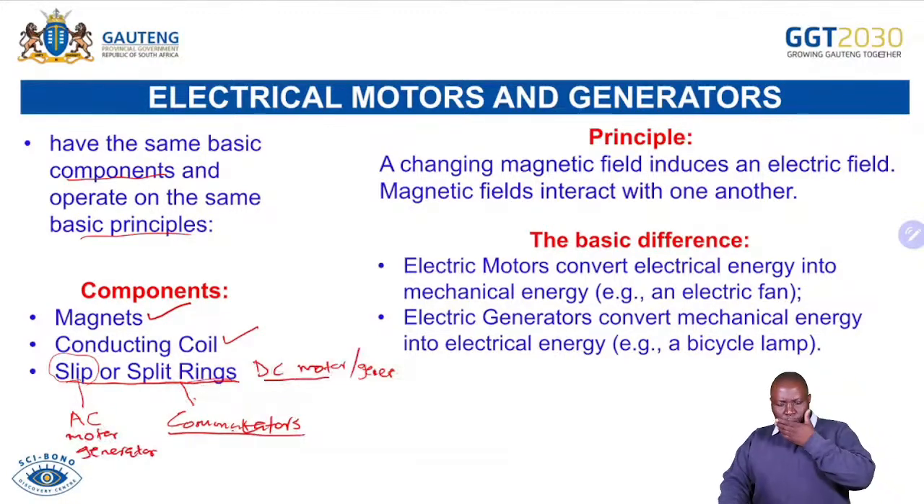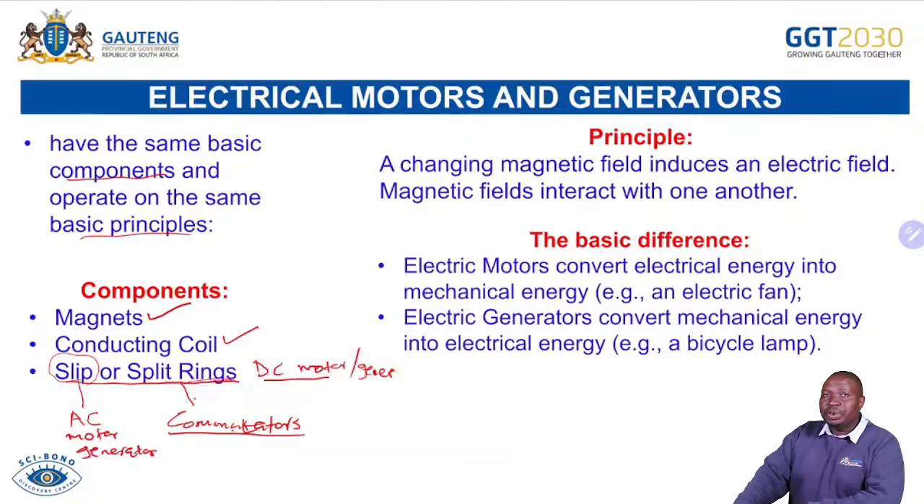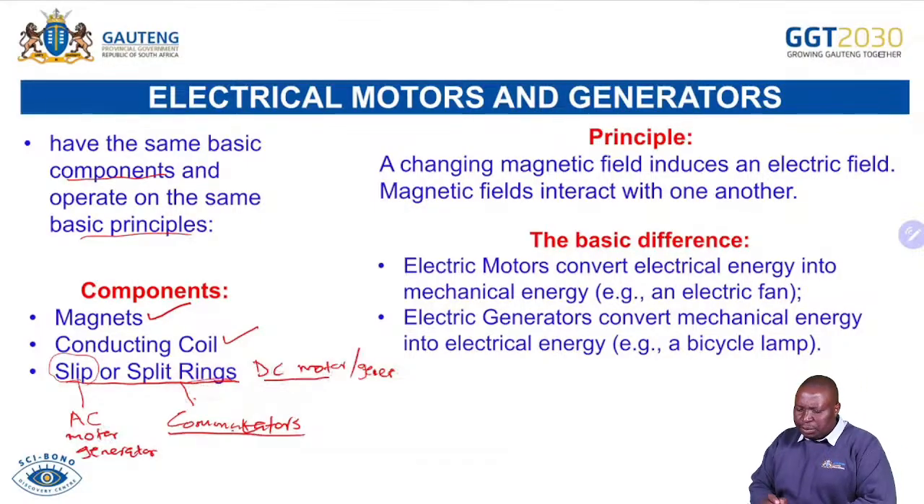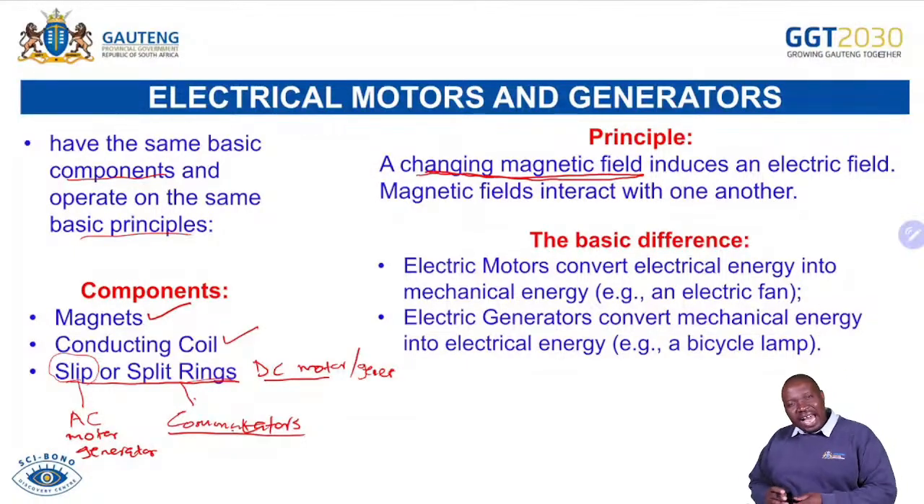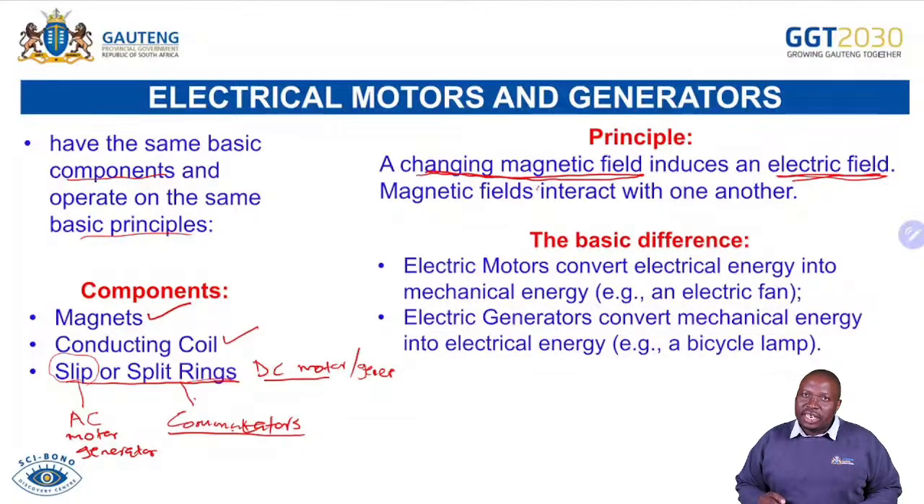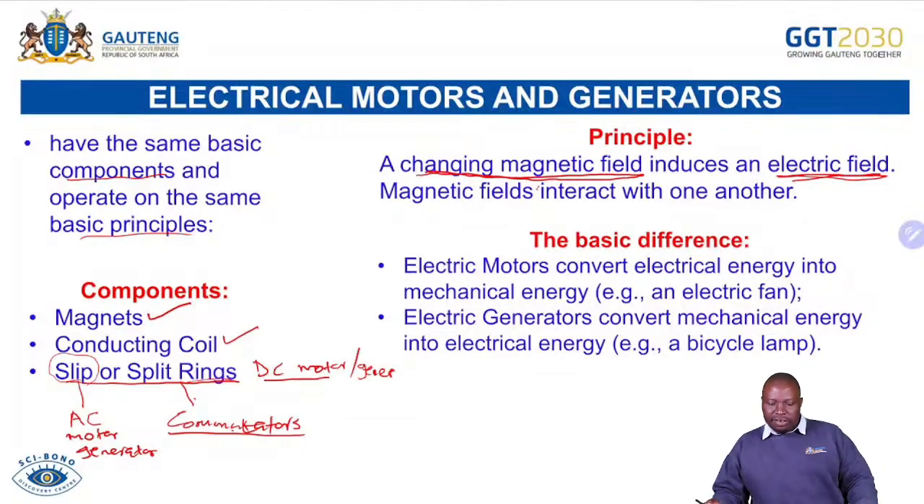Now, the issue of principle. Remember we said there must be a changing magnetic field. And you have seen what changes the magnetic field, because you have seen that when the magnet moves in and out of that coil, there will be a change in magnetic field. And that will induce an electric field. So you have the magnetic field that induces the electric field.